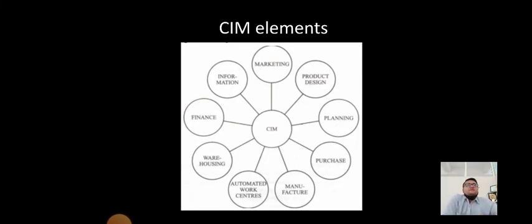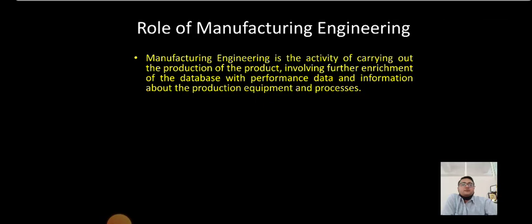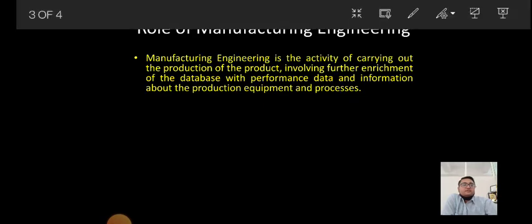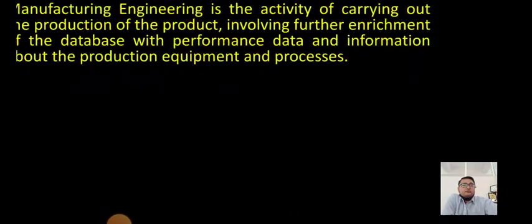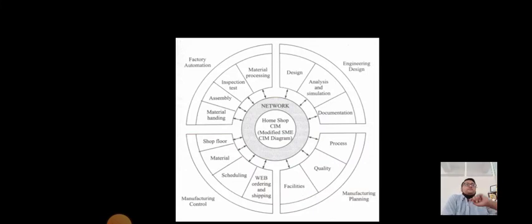Okay, so now let's discuss the SIEM wheel elements. Now you are all aware of all the elements which relate to SIEM. Okay, let me go to the slide, just a minute. So here is the SIEM wheel, which has four major islands. One is engineering design, another one is manufacturing planning, third one is manufacturing control, and fourth one is factory automation.